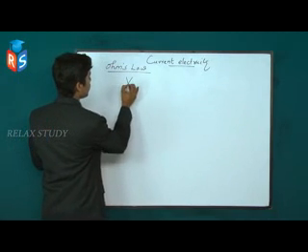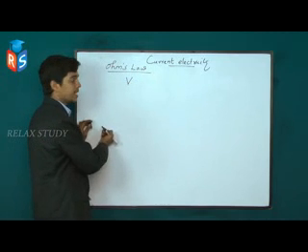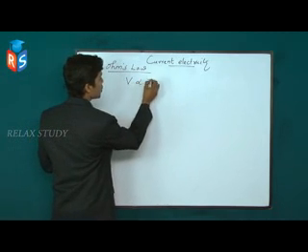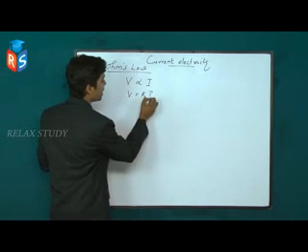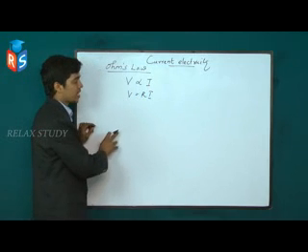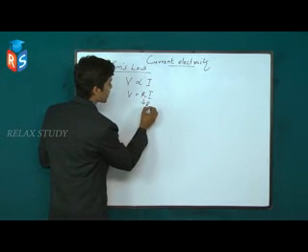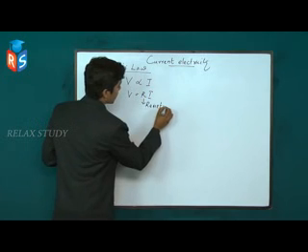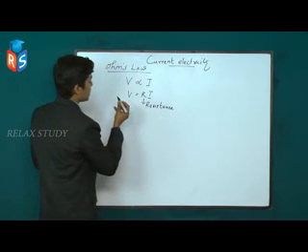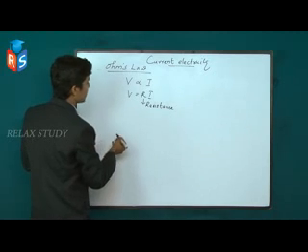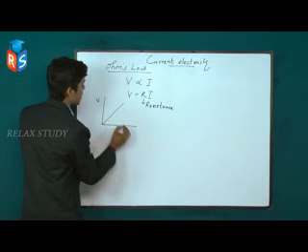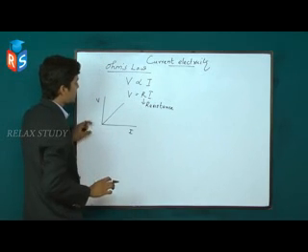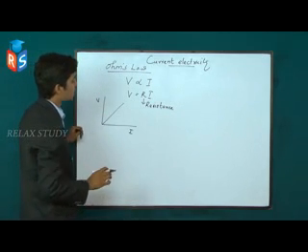So if V is the potential difference applied across a conductor, then it is proportional to the current flowing through the conductor, or V is equal to RI, where R is a constant of proportionality known as the resistance of the conductor. From this relation it is clear that voltage varies linearly with the current. So if we draw the graph, V and I vary linearly, and the graph is a straight line starting from the origin.